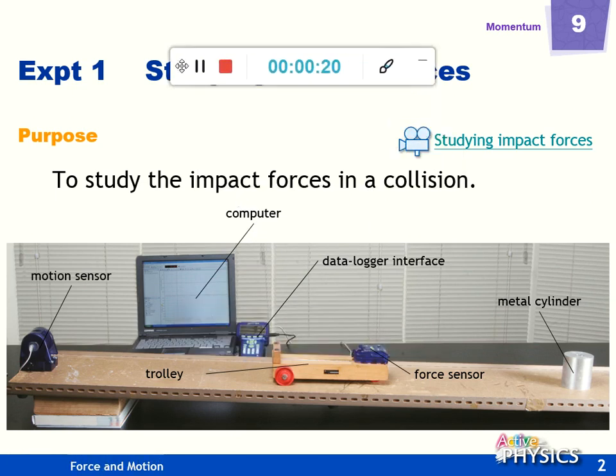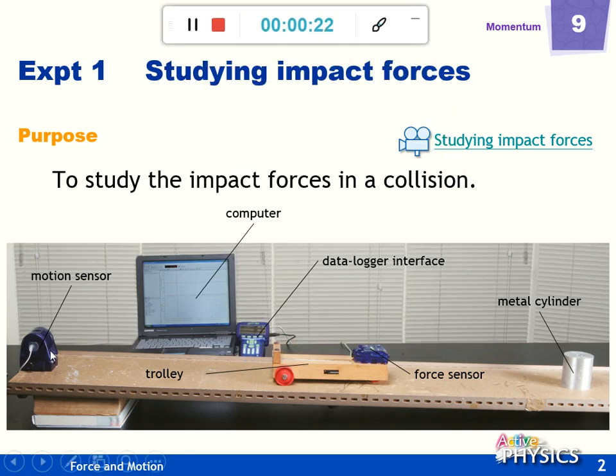Try to look at the name of the apparatus. The first one is the trolley. On it, we will have a force sensor. This sensor will record the force during the impact when this collides with the metal cylinder.